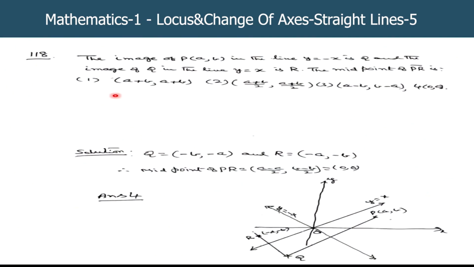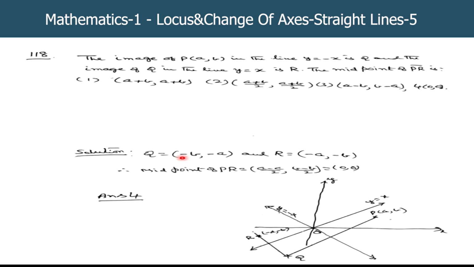Now 118. The image of the point A comma B in the line y is equal to minus x is Q, and the image of Q in the line y is equal to x is R, then the midpoint of the segment PR bar is equal to: 1, a plus b by 2 comma a plus b by 2; 2, a plus b by 2 comma a plus b by 2; 3, a minus b comma b minus a; and 4, origin 0 0. Now you know that Q is equal to, because it is the reflection of P in the line y is equal to minus x.